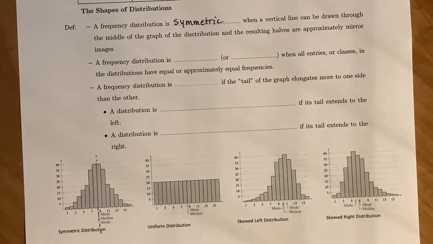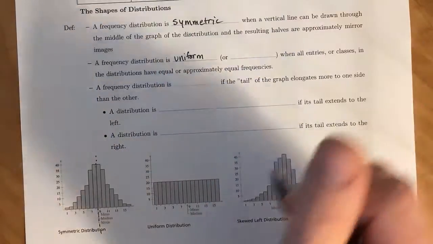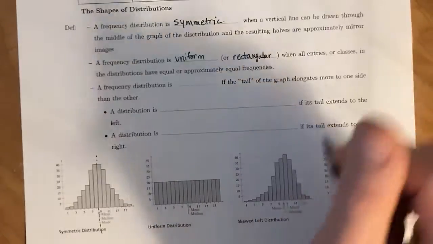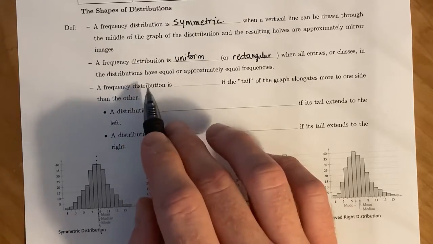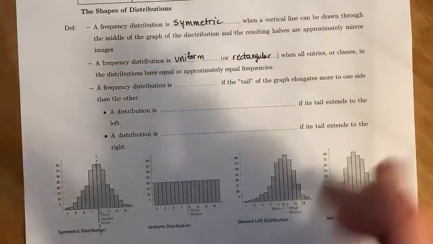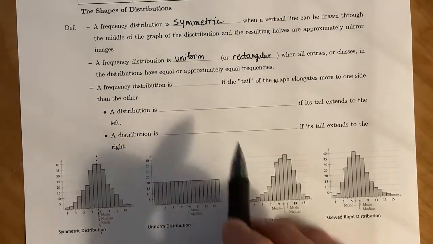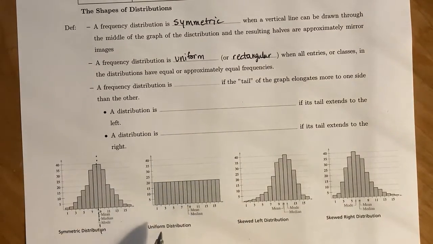Another important type of distribution is called uniform, or sometimes you'll hear it called rectangular, which is when all entries or classes in the distribution have equal or approximately equal frequencies. That's this example right here. It's rectangular because it creates just a rectangle. It's uniform in the sense that the height is all the same. Now, a uniform distribution is an example of a symmetric distribution, but not every symmetric distribution is uniform, something to pay attention to.